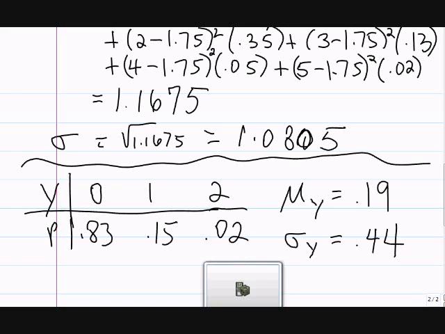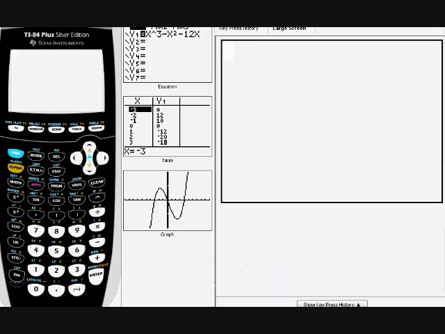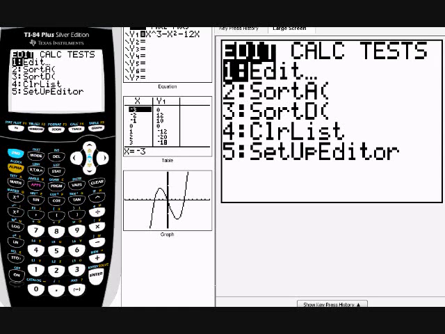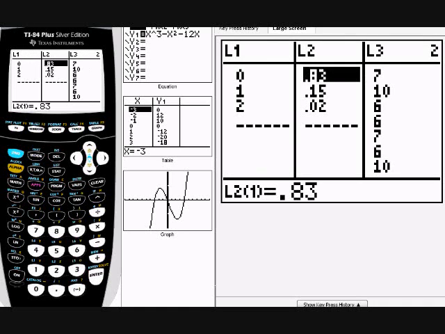Now, for those of you who are a few seconds behind, it's okay. Hit your stat key. Not your stats key, your stat key. Standard deviation. Okay. Go into your list. In one of your lists, put the values your random variable can take on, and in the other list, put the probabilities.